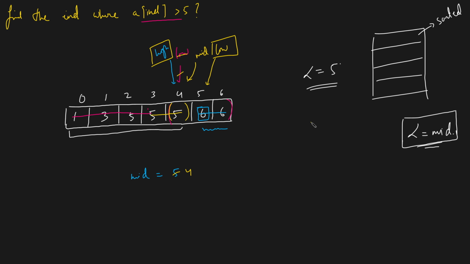So where is the low? The low is currently at this fifth index, right? Which means beyond this, all the numbers are greater than 5, and before this, all the numbers are smaller than or equal to 5. So can I say low is the starting index? Yes, low is the immediate index where A of index is actually greater than 5. Hence, you actually got your index.